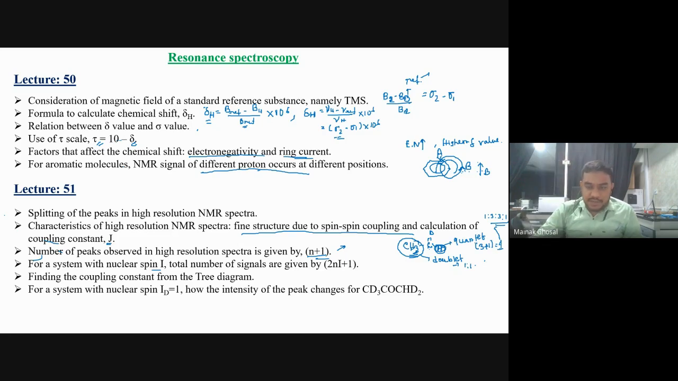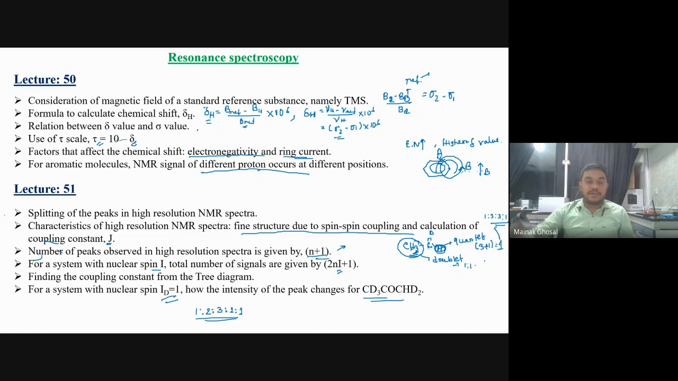And also, it was explained that for a nuclear spin of I, the total number of signals is given by 2I plus 1. The tree diagram is just the same as the Pascal diagram. It was shown for the compound CHD2COCHD2, where I for D is 1. So how will the intensity of the peaks be? Since the nuclear spin is changed, the pattern will change. For I equals 1, if you see the tree diagram, 5 peaks will be obtained, and these 5 peaks will have different intensities. The intensity will be 1 is to 2 is to 3 is to 2 is to 1.